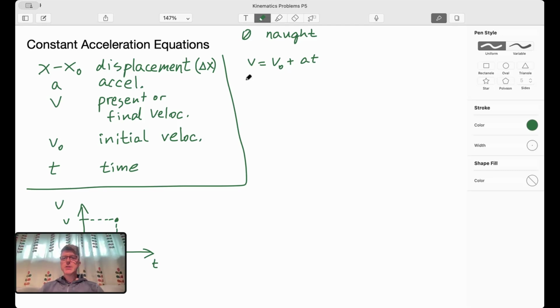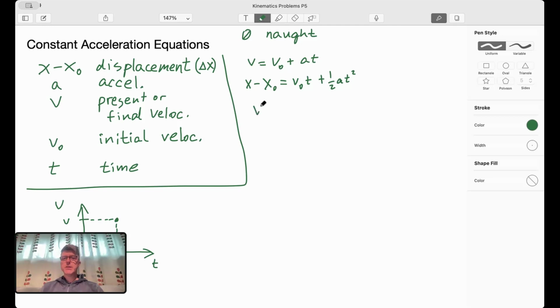So this one we have x minus x naught or delta x. X minus x naught is equal to v naught t plus 1/2 a t squared. All right. So that's another one. It relates all of these quantities. This one relates four of these five quantities. And we'll get to that in a minute, exactly how we make sense of all that.